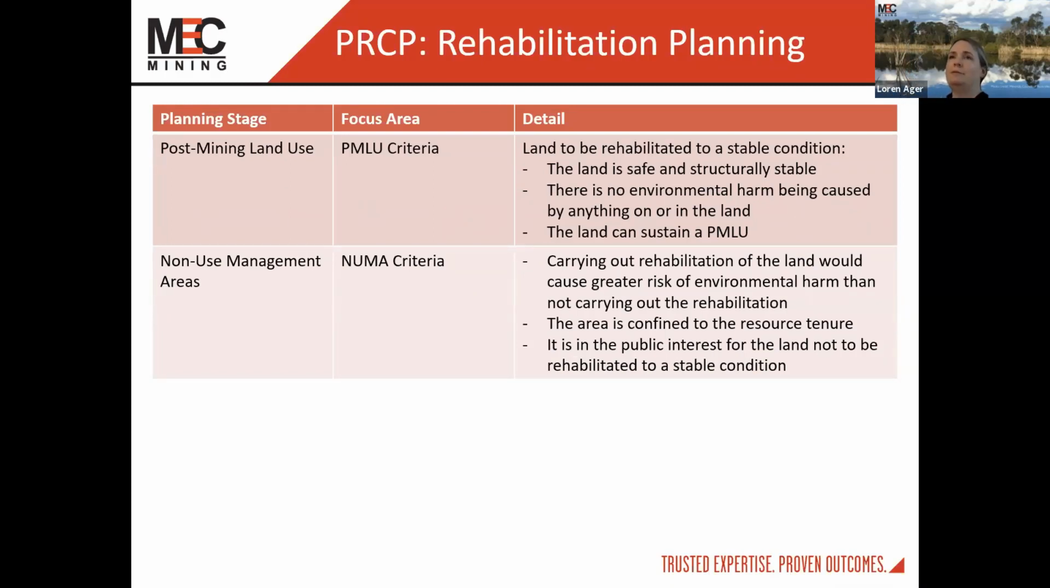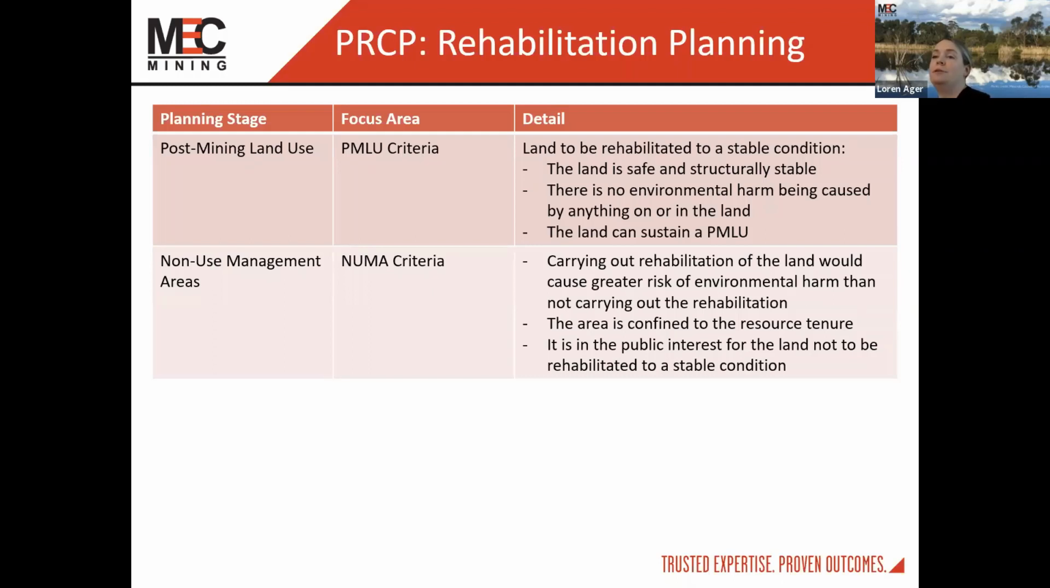So the two criteria of land usage is the post-mining land use, so the PMLU criteria, and then there's the non-use management areas, the NUMA criteria. So in terms of what's actually happening on the mine sites, selecting and justifying appropriate PMLUs is a fundamental part of the PRCP process, and it needs to consider surrounding landscapes, community views, the objectives of any local and regional planning strategies. So we're not just talking about what you think would look great as a rehabilitation plan. We're also now taking into consideration what happens around in the local area and what happens in those local communities.